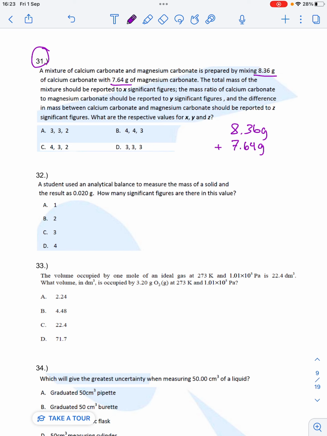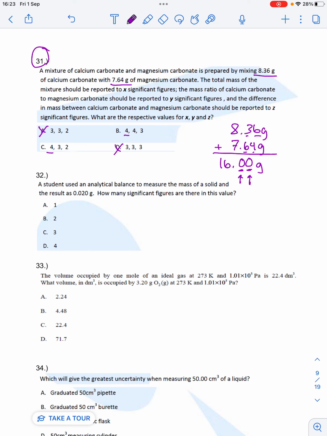Because both of these numbers have 2 decimal places, when I add them and they add up to exactly 16, I need to keep both decimal places. So I'm not going to round it to 16.0 based on sig figs. I'm going to keep 4 significant figures because I have to keep 2 decimal places. So right away, I know that A is wrong and D is wrong because my first answer has to be 4.